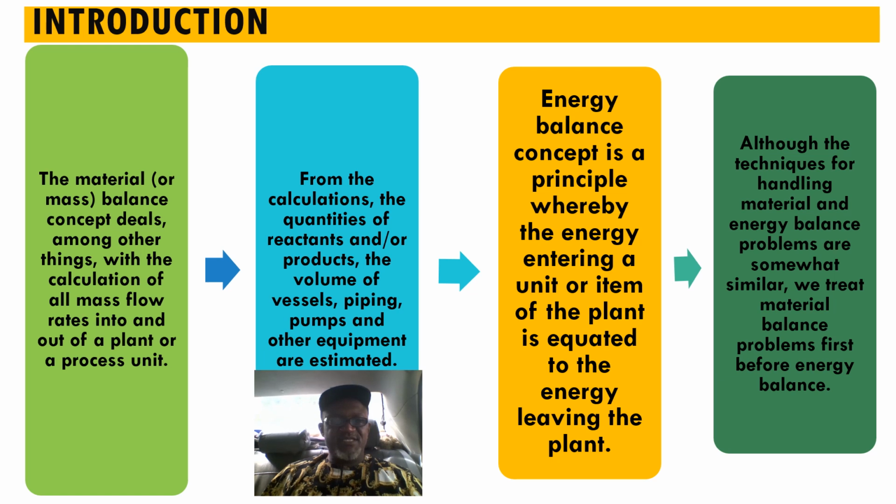Now, the material or mass balance concept deals, among other things, with the calculation of all mass flow rates into and out of a plant or a process unit. You see, that's very, very important. We must know all the mass flow rates going in and out, either of the entire factory or a particular process unit. Of course, if we do that for different process units one by one, we'll be able to do that for the entire factory. From the calculations, the quantities of reactants and products, the volume of vessels, piping, pumps, and other equipment are estimated.